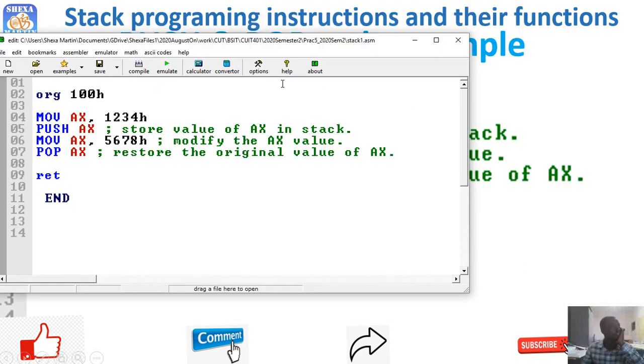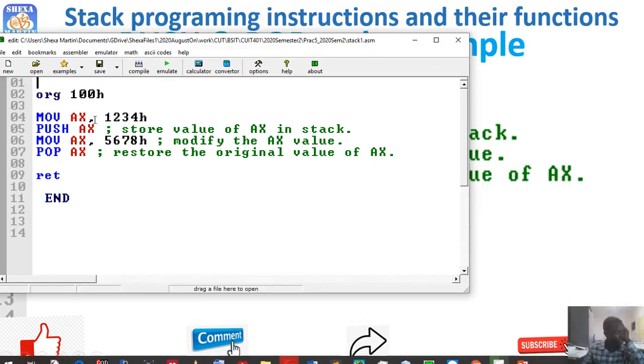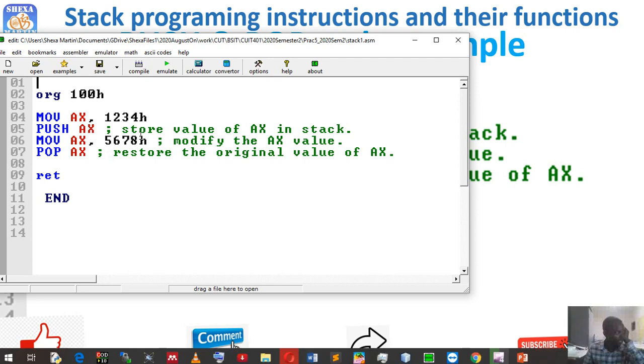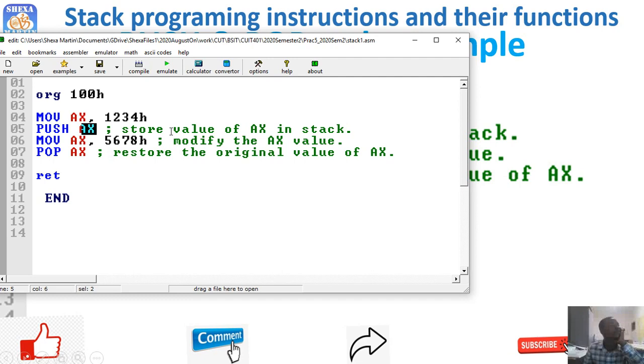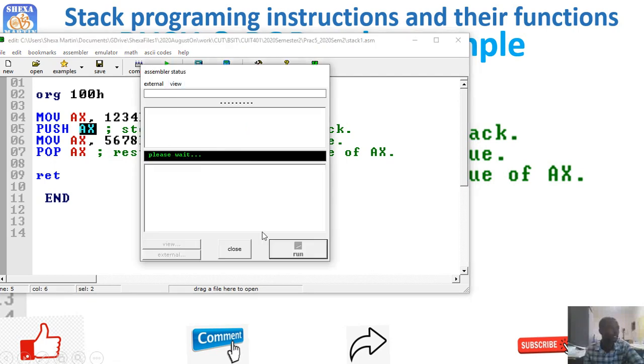Right, so this is the code. So here 1234 is getting into AX, and then the value in AX, which is 1234, is pushed onto the top of the stack. Then 5678 is moved into AX, and then the value which is 1234, the one that was pushed onto the top of the stack, is now returned back into AX. Let's just see that from this program example.